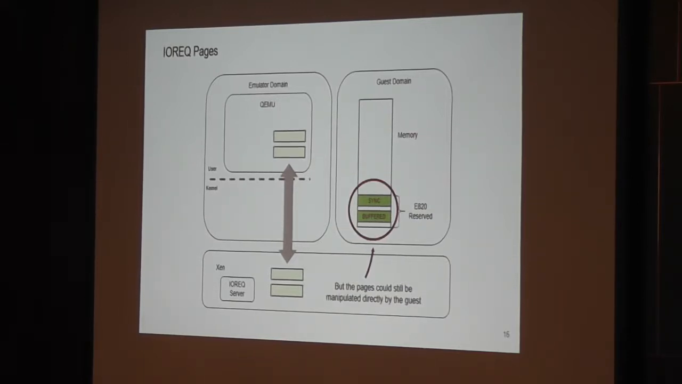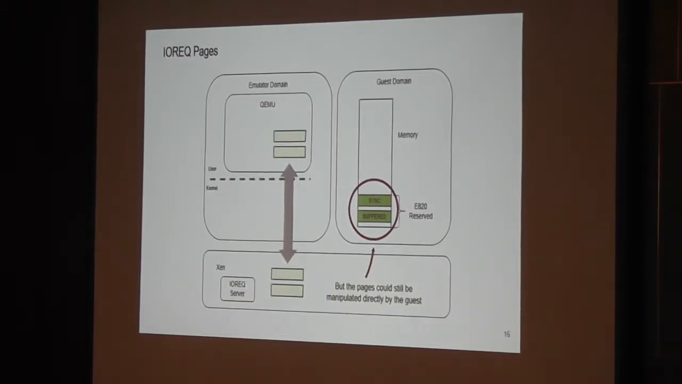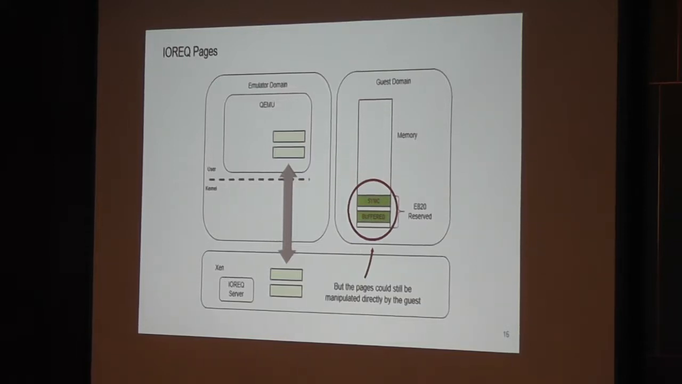But those pages are still visible in guest memory space. Now, they're in the A20 reserved region, but there's nothing to stop the guest from mapping those pages. They're actually at well-known frame numbers, and the guest could then start to mess with the protocol that's going on between Xen and QEMU, which is obviously not a good thing to do.